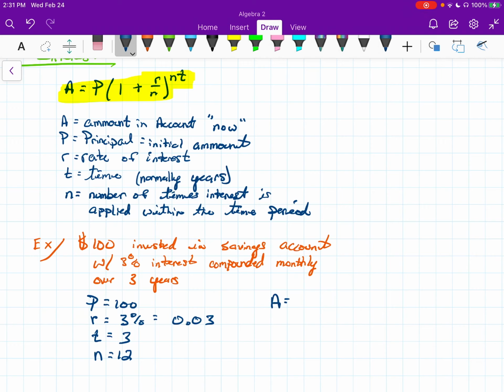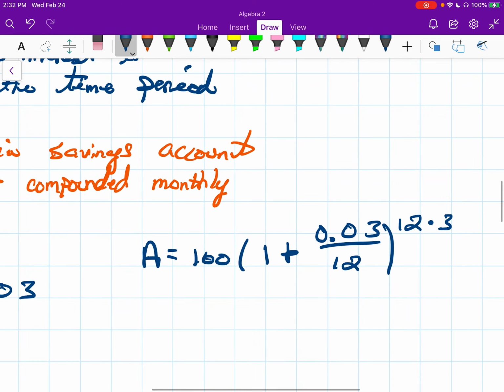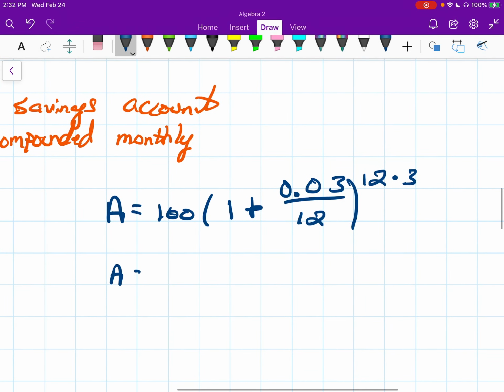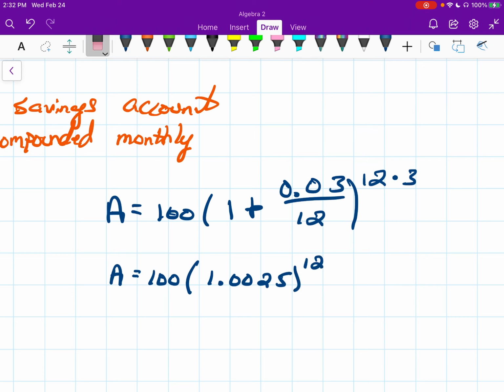We're going to have A, that's how much we're going to have after our 3 years. That's why I'm saying the "now" is relative. I like to think of it as now, but now really is in 3 years. So A equals 100 times 1 plus the rate, 0.03 over 12, to the 12 times 3. Now from here I can simplify what's inside my parentheses. I'm going to get my calculator out: 1 plus 0.03 divided by 12, and I get 1.0025 to the 12 times 3, which gives me 36.